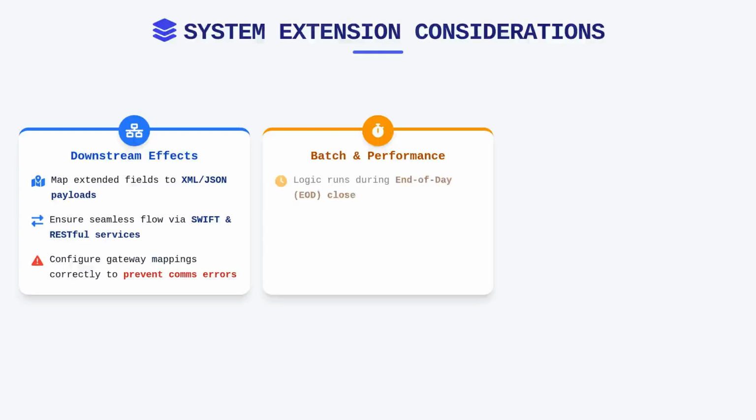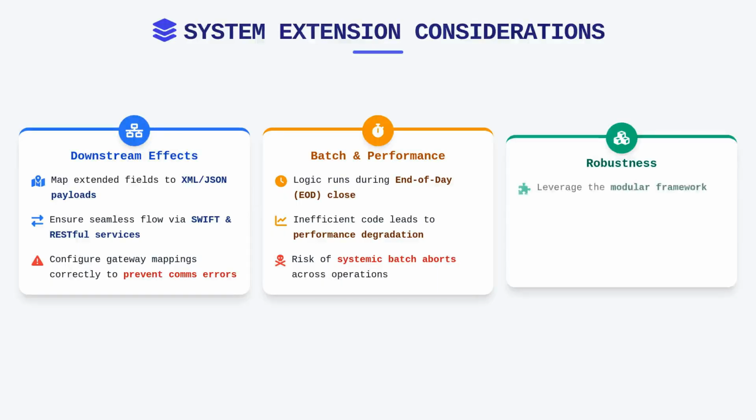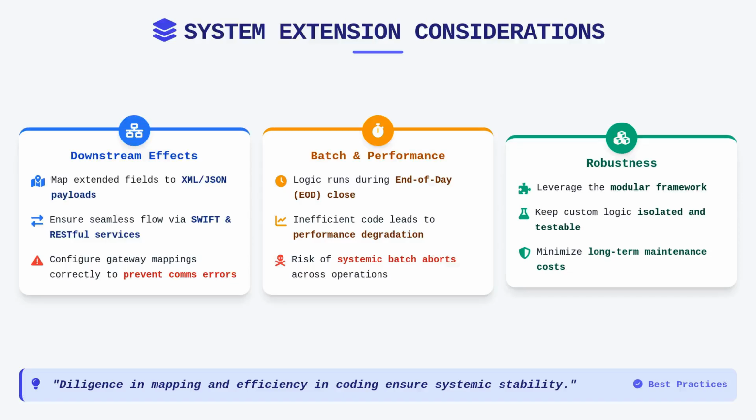During the batch processing cycles, such as the end-of-day close, any custom logic you have introduced will be executed as part of the total system load. Therefore, inefficiently coded extensions can lead to performance degradation or even systemic batch aborts that ripple across the entire operation. By focusing on the modular nature of the framework, you can keep your custom logic isolated and testable, which is fundamental to system robustness and minimizing long-term maintenance costs.